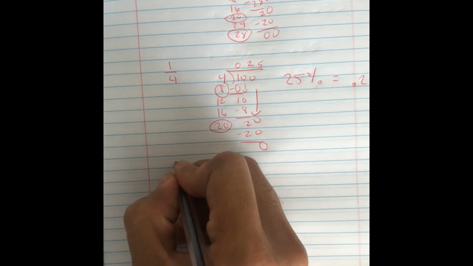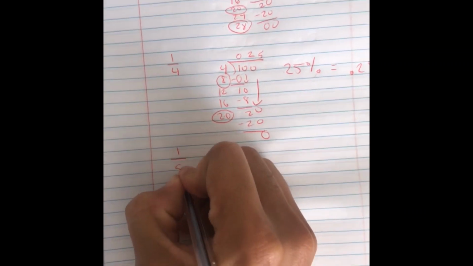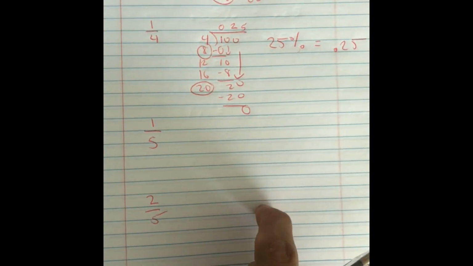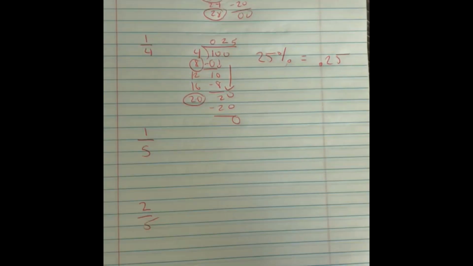You're going to do 1/5 and 2/5. You're going to convert these to a percentage and to a decimal. And that's it. You're done.